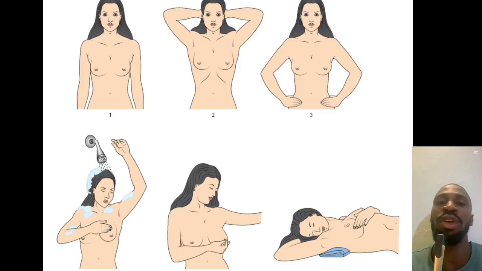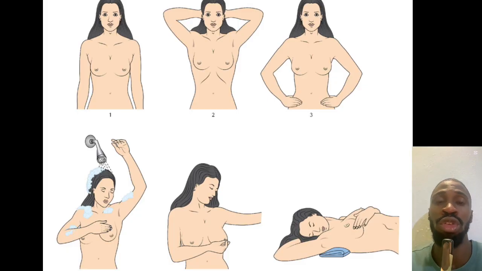When you open the clothes, first of all, go in front of the mirror and examine the two breasts. You examine whether there's nipple discharge, whether there's puckering or dimpling of the skin, or whether there's a change in color or a change in the nipple size, or whether there's presence of a lump or any physical changes you can see.